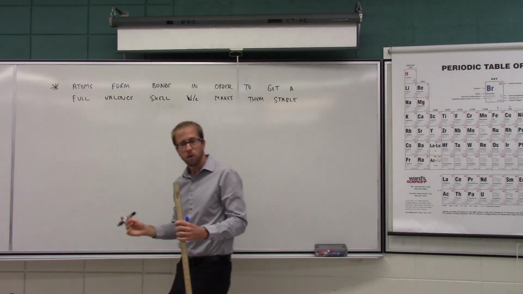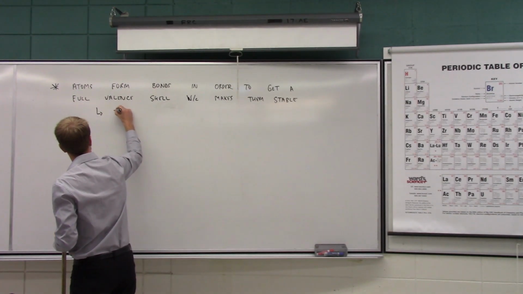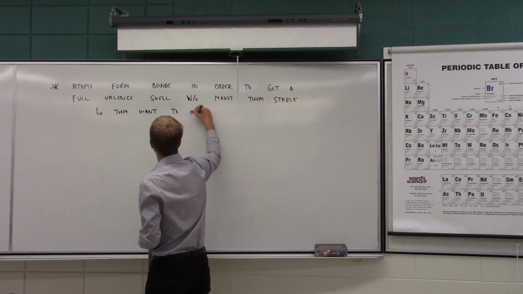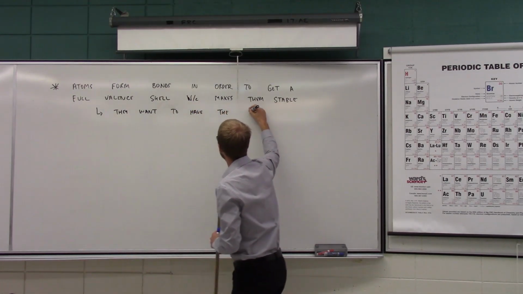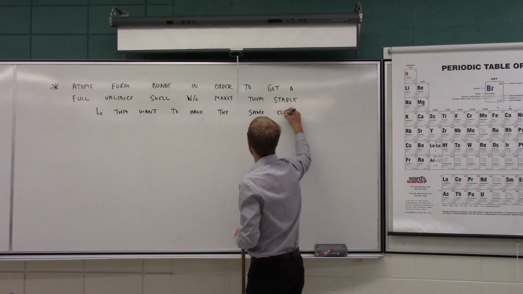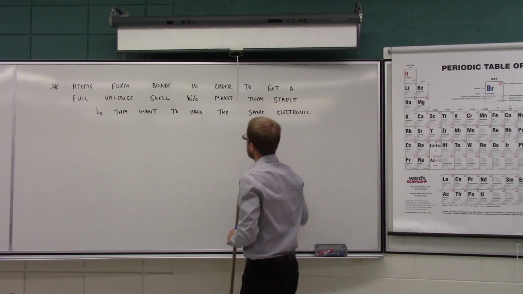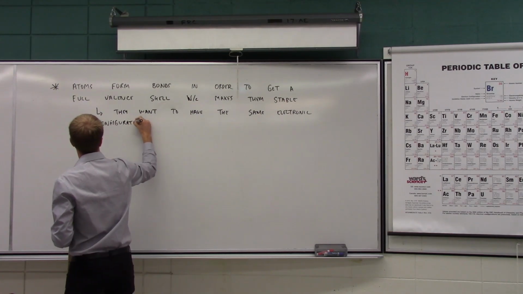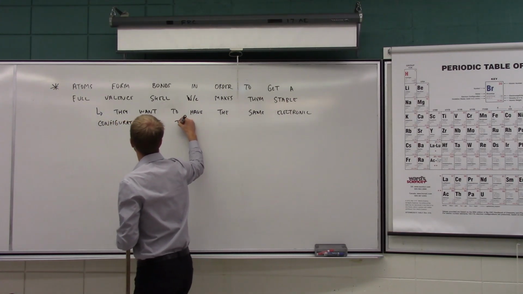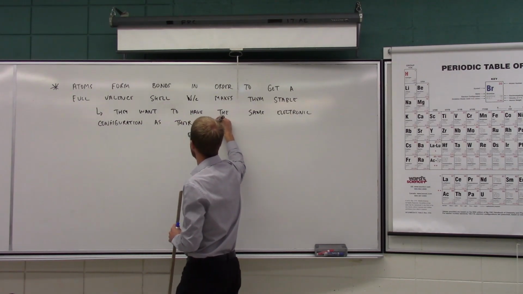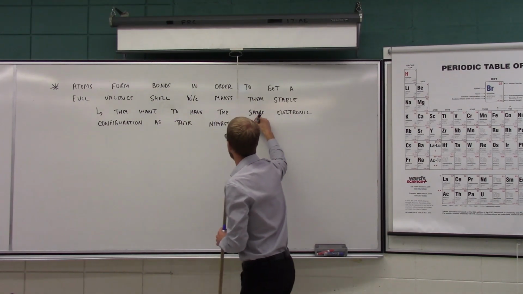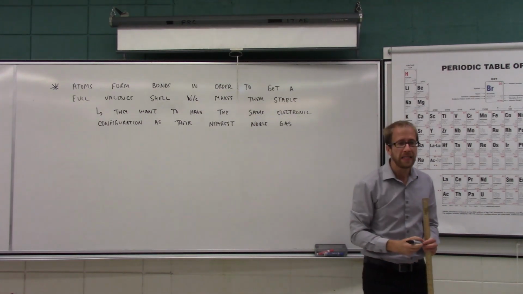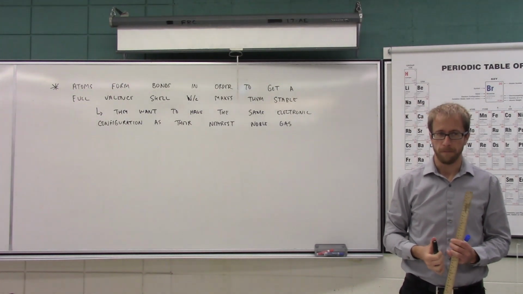Another way of saying this is they want to look like their nearest noble gas. They want to have the same electronic configuration as their nearest noble gas. That is the driving principle behind ionic bonding and covalent bonding.